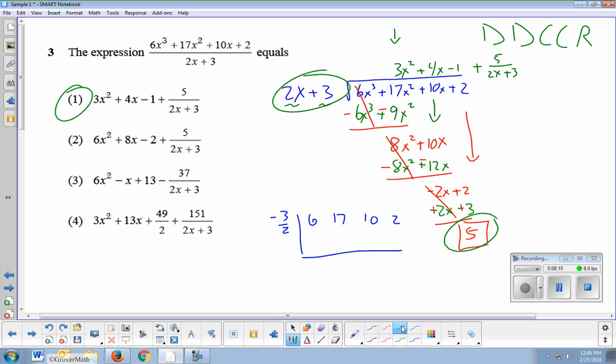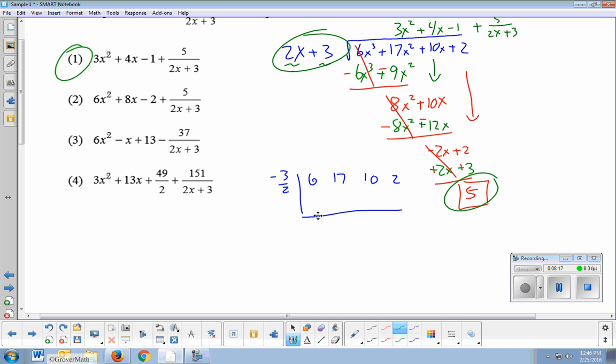Let me run through the synthetic division really quickly. Bring down the 6 times negative 3 over 2. It's really times negative 3 divided by 2, or I could divide by 2 first and then times negative 3. Either way, same thing. Divided by 2 is 3 times negative 3 is negative 9. They combine to be 8. Divided by 2 is 4 times negative 3 is negative 12. They combine to be negative 2. Divided by 2 is negative 1 times 3 is 3. And I still get that remainder of 5. That's why synthetic division is still very useful.